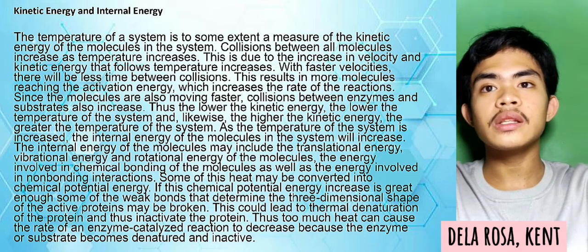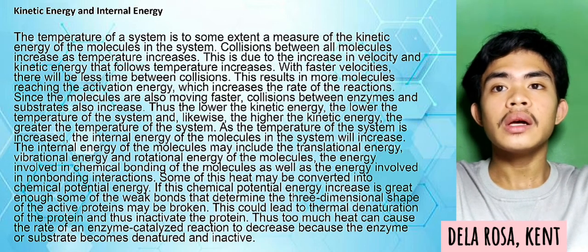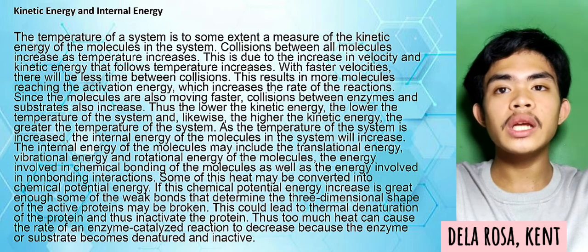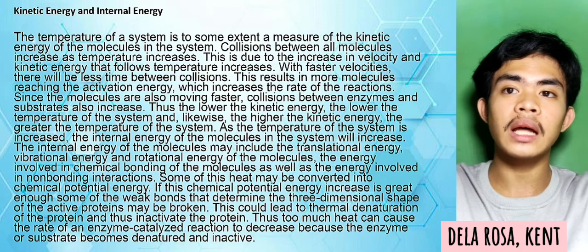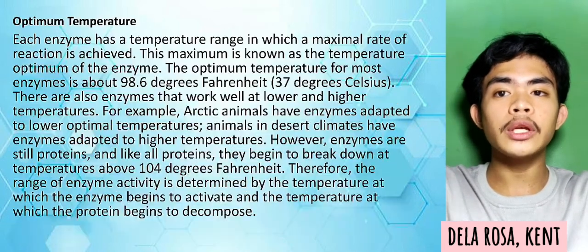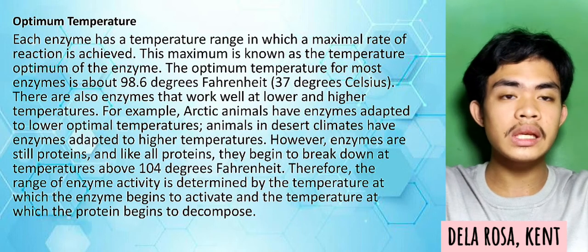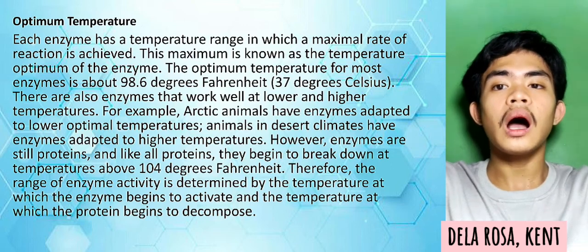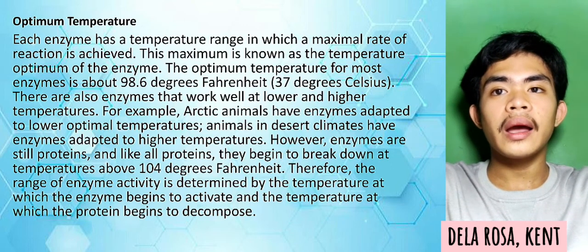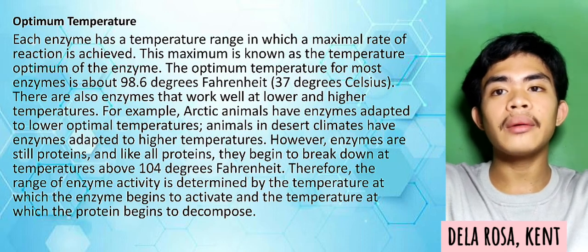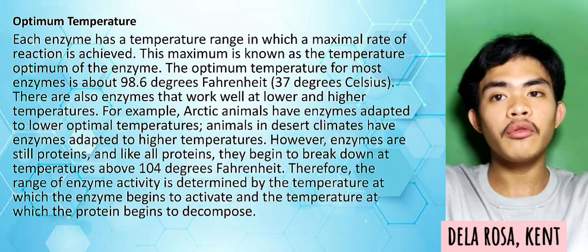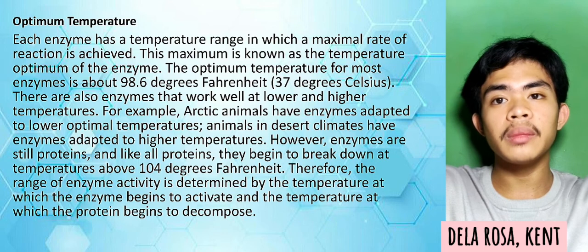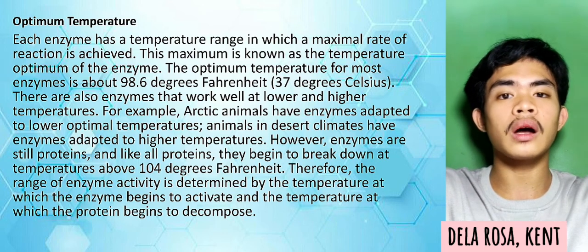Collisions between all molecules increase as temperature increases. With faster velocities, there will be less time between collisions. Since the molecules are moving faster, collisions between enzymes and substrates also increase. Too much heat can cause the rate of an enzyme-catalyzed reaction to decrease. The optimum temperature for enzymes is about 98.6 degrees Fahrenheit or 37 degrees Celsius. There are enzymes that work well at lower and higher temperatures. Like all proteins, enzymes begin to break down at temperatures above 104 degrees Fahrenheit. The range of enzyme activity is determined by the temperature at which enzymes begin to activate.